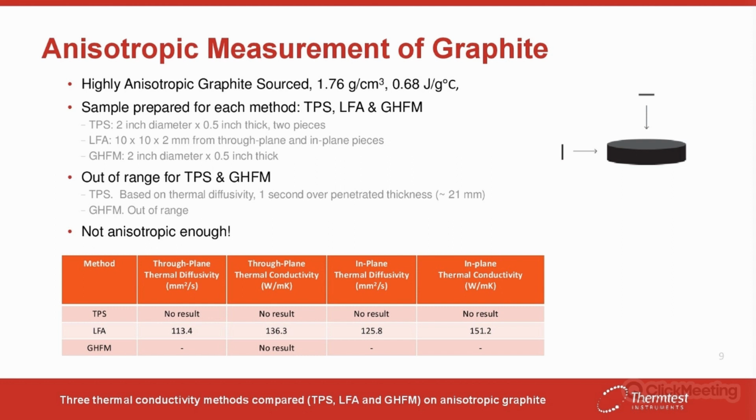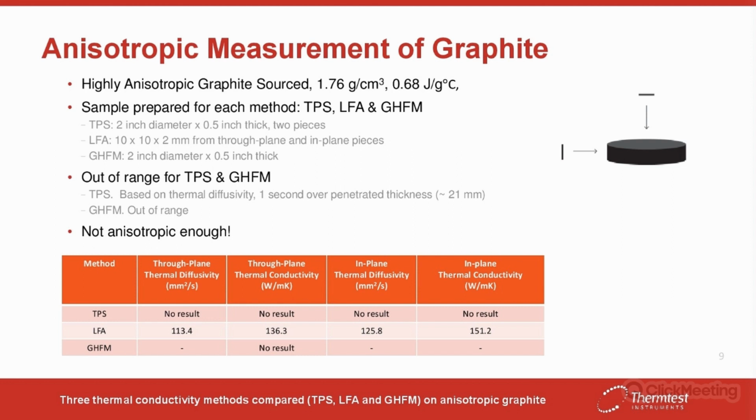But the anisotropic measurements for the TPS were not possible because of the thickness of 1/2 inch and the shortest test time that we have available for this method is 1 second. We would overpenetrate the thickness by double, actually. So therefore, it put this particular material out of range for the TPS, and of course the GHFM, it put it out of range as well, limited to 40 watts per Kelvin. So we were really relying on the high percentage of anisotropy to have a through thickness value that would be in the range of measurable.